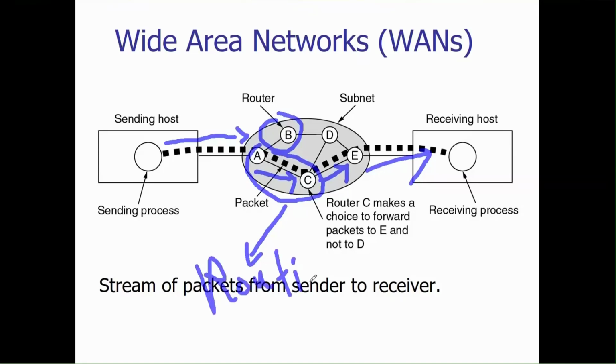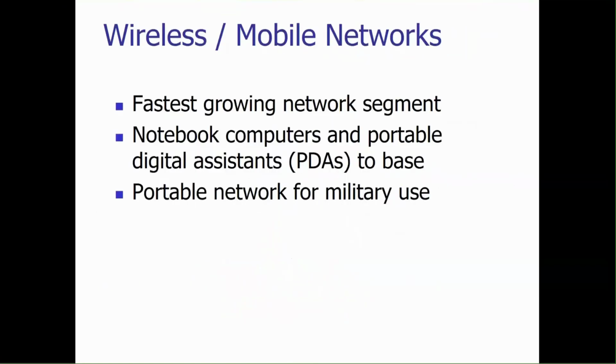The routing algorithm, we said the routing algorithm decides what is the optimal path. Hence, it knew the best path to go is A goes to C, not A goes to B, based on traffic, based on many other criteria. Okay? Very good. So this is what a WAN is.